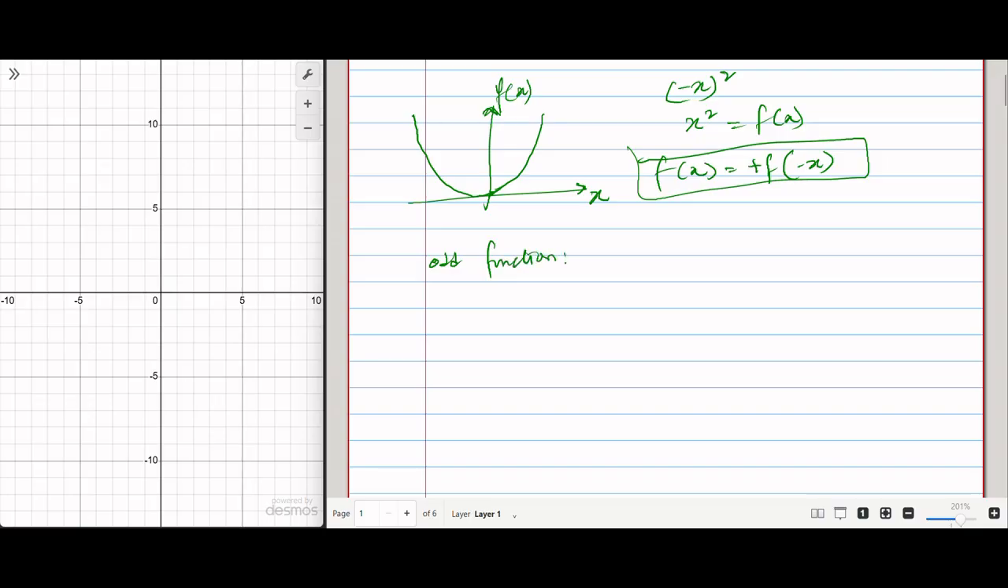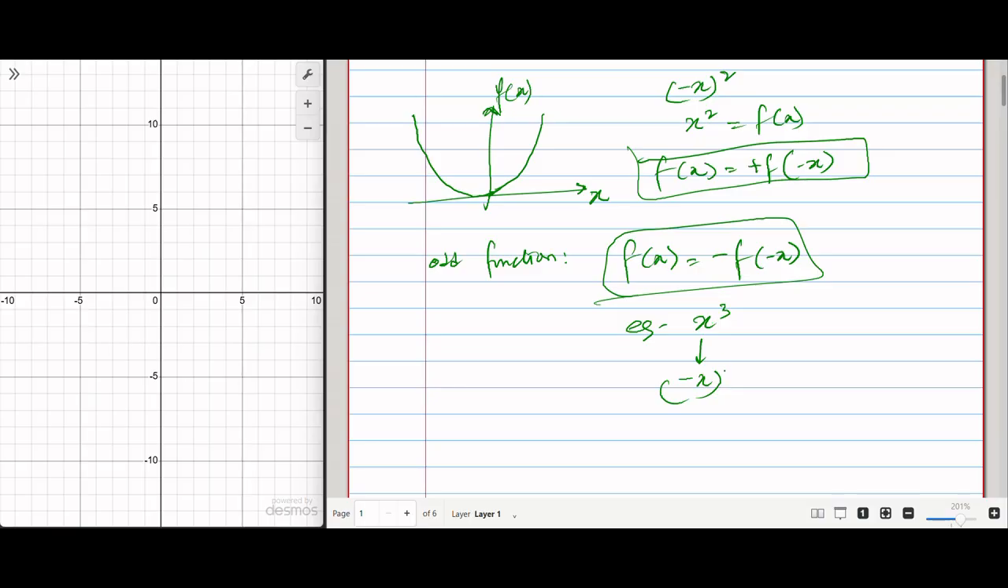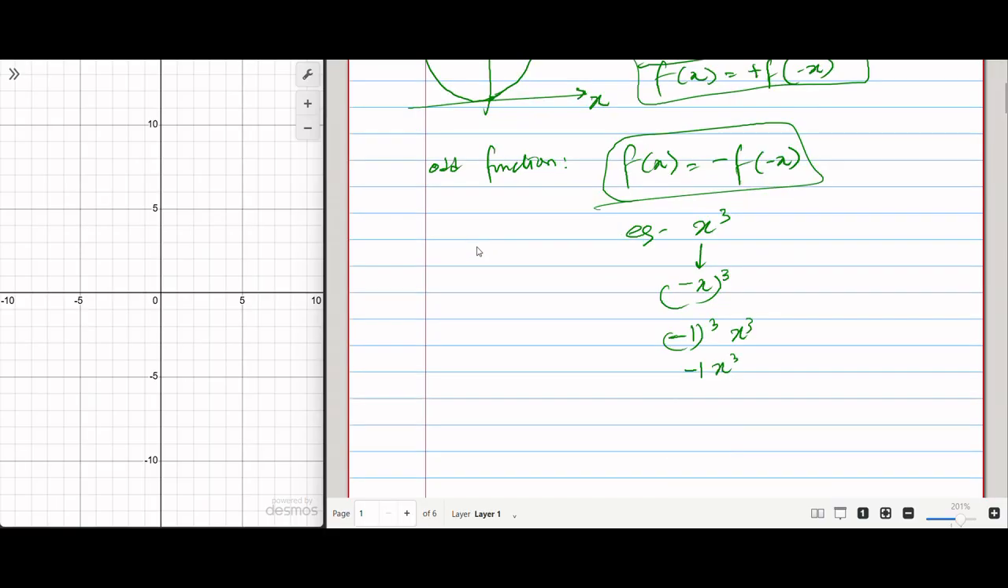For an odd function, the condition is that f(x) equals minus f(minus x), which means that if we put minus x instead of x, then we should get a negative sign in front. For example, x cube. If we put minus x in place of x, then we get minus 1 cube x cube, which is minus x cube, which is exactly equal to minus f(x). So this is an odd function.